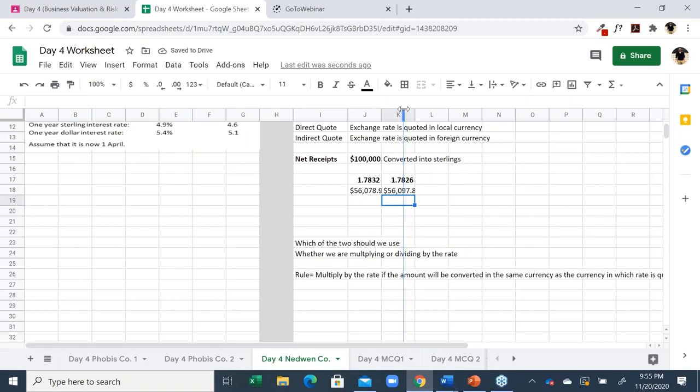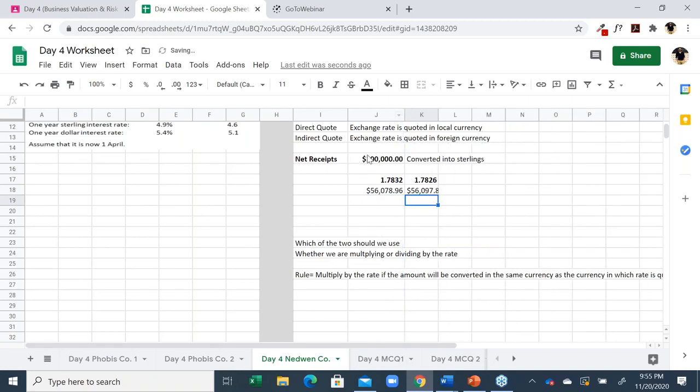So I've divided the currency by both the rates, right? If I divide it by this, the amount will be 56078. And if I divide it by 1.7826, the amount is going to be 56097. So the bank is either going to give this amount or this amount.